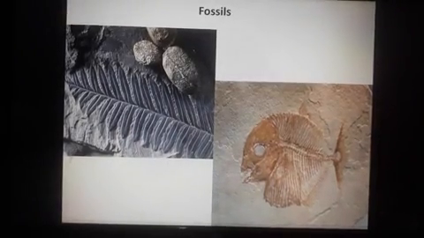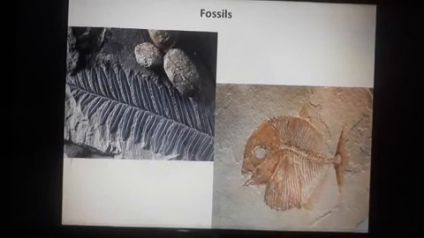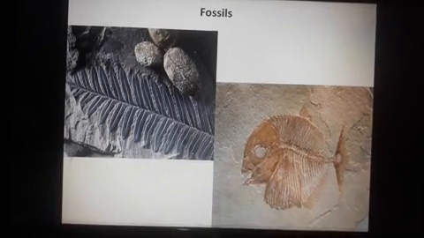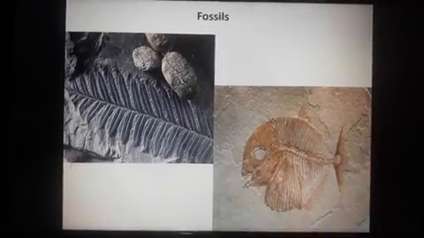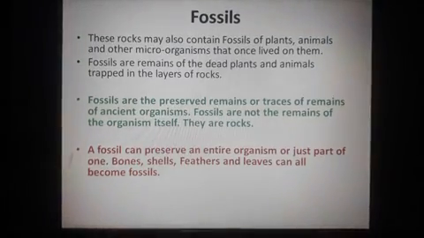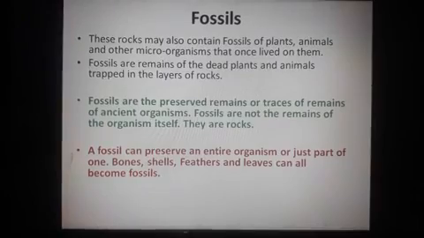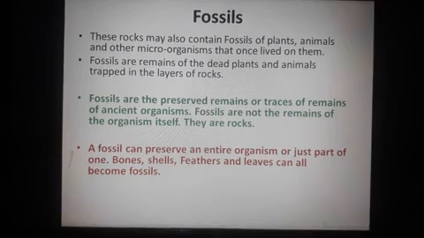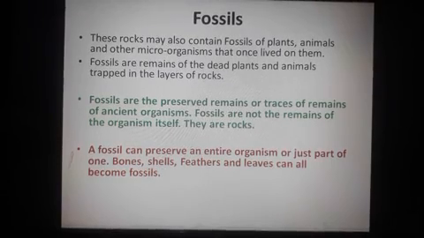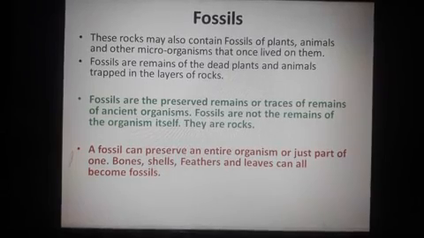Now let's talk about fossils. These sedimentary rocks may also contain fossils of plants, animals and other microorganisms that once lived on them. Look here. Fossils are the preserved remains or traces of ancient organisms. Fossils are not the remains of the organism itself. Read properly: fossils are not the remains of the organism itself.